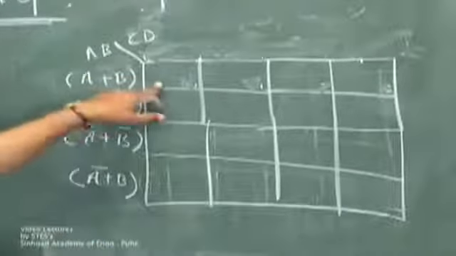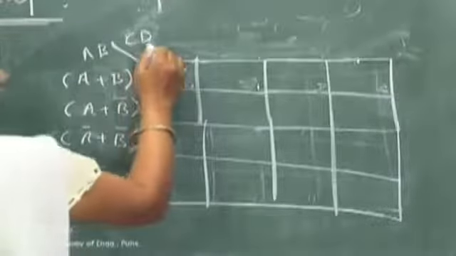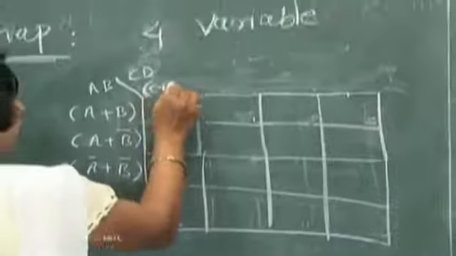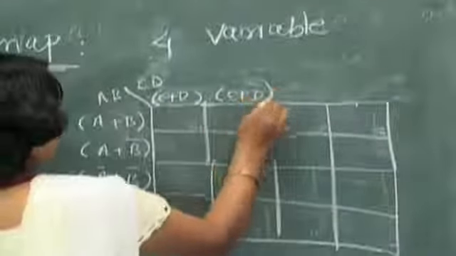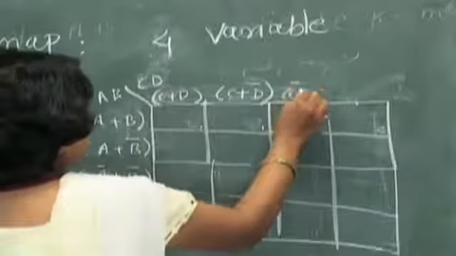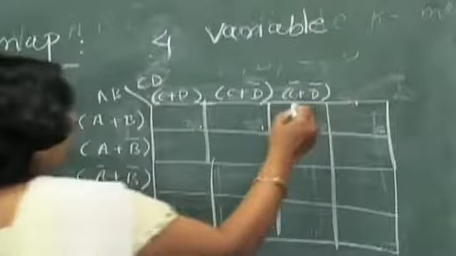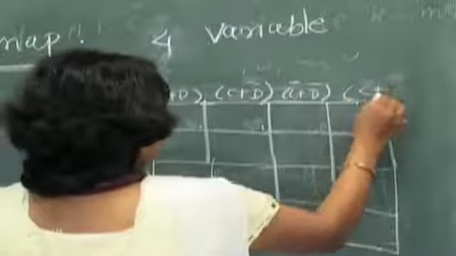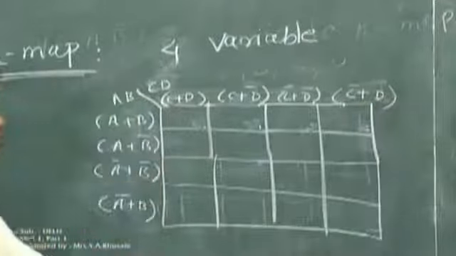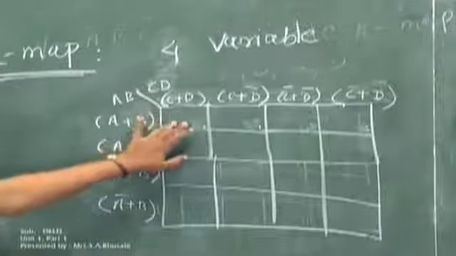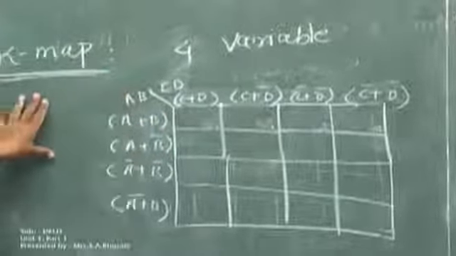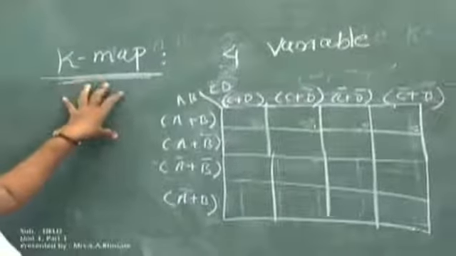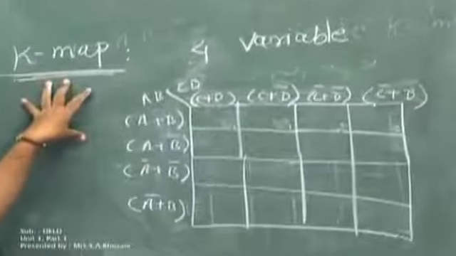Now horizontally it was C bar D bar, so it will become C plus D. Then this one will become C plus D bar, then C bar plus D bar and C bar plus D. So this is how the 4 variable K-map is represented in the standard POS form. How we are going to use the standard POS and SOP forms using K-map, we will see later on.